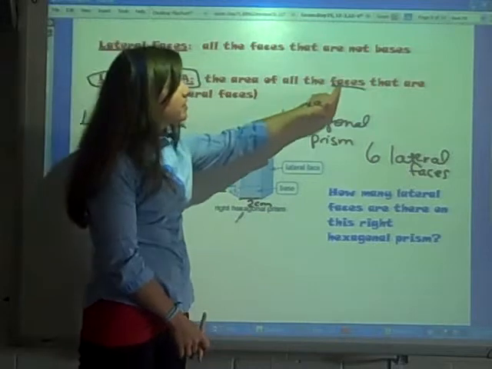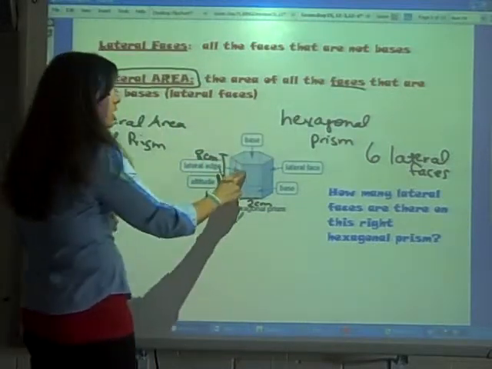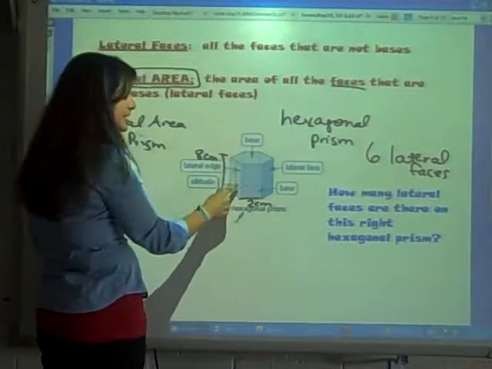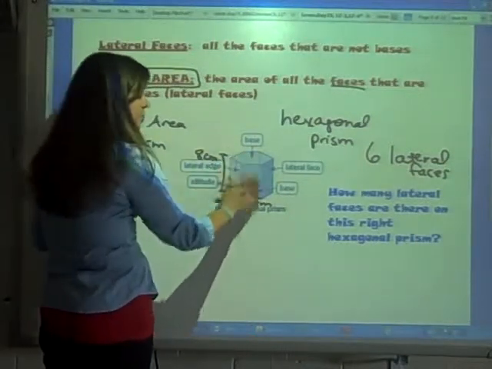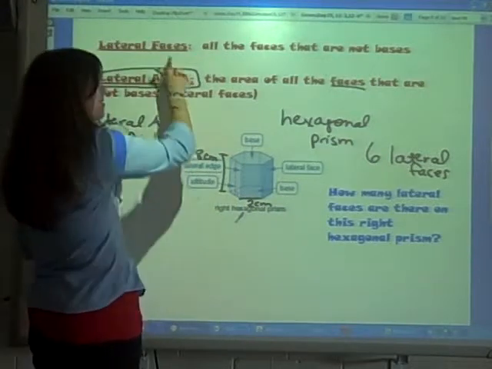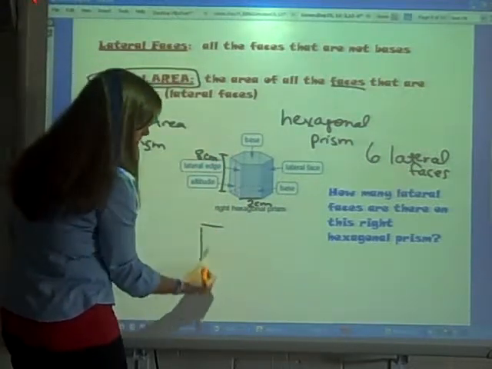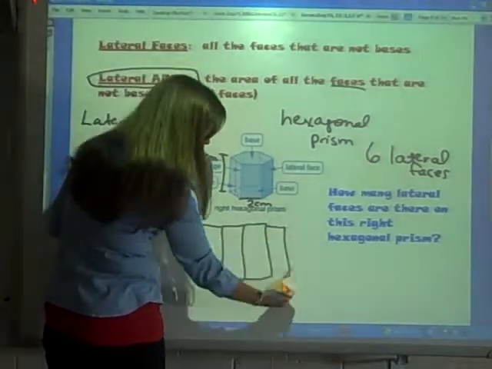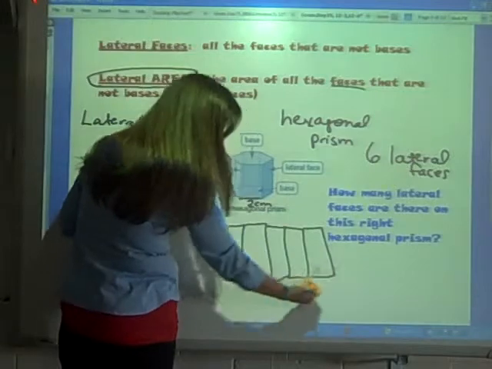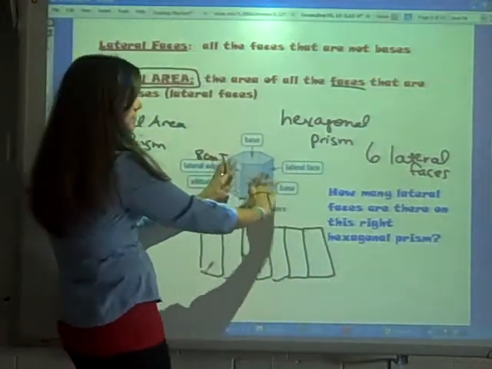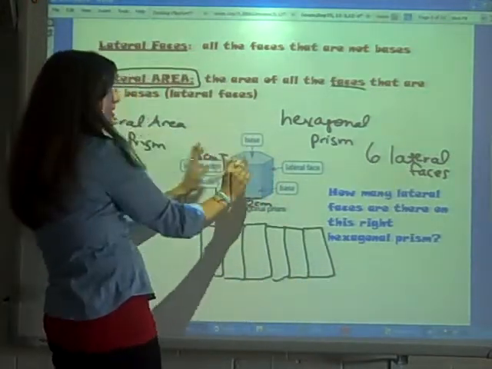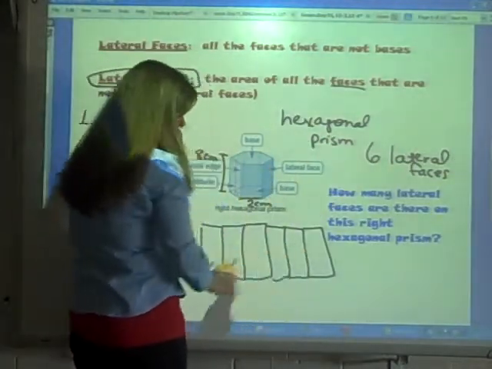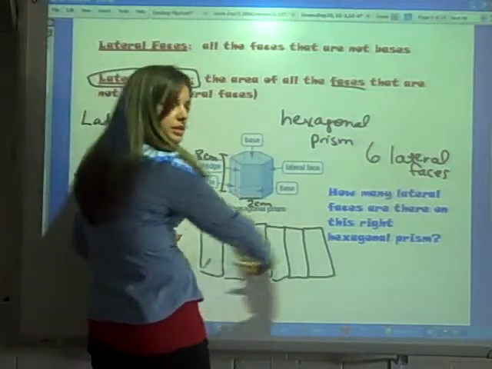We're going to find the area of all the faces that are not the bases. What is the shape of each face in a prism, excluding the bases? We're not talking about the bases, we're talking about the lateral faces. Can you see rectangles all the way around there? And how many of them are there? There are 6, and they are all equal to each other. If I took some wrapping paper and wrapped it right around this hexagonal prism, and then laid it out flat, you can see the creases there. Look at this. Isn't this what it's going to look like?